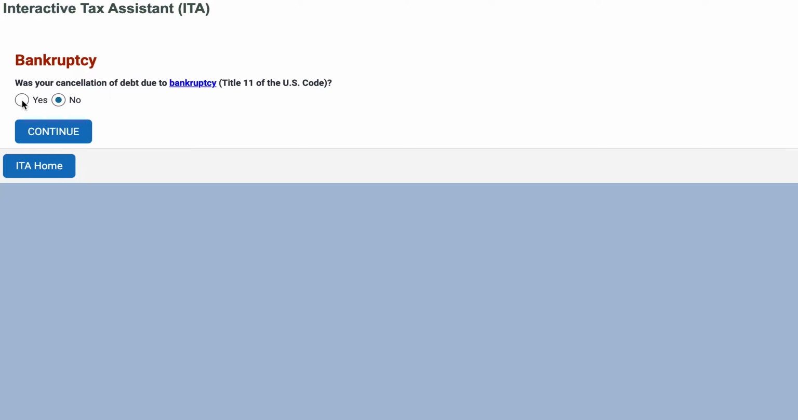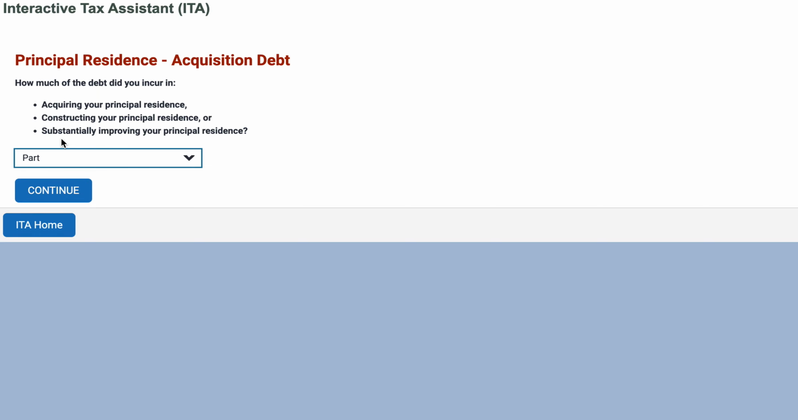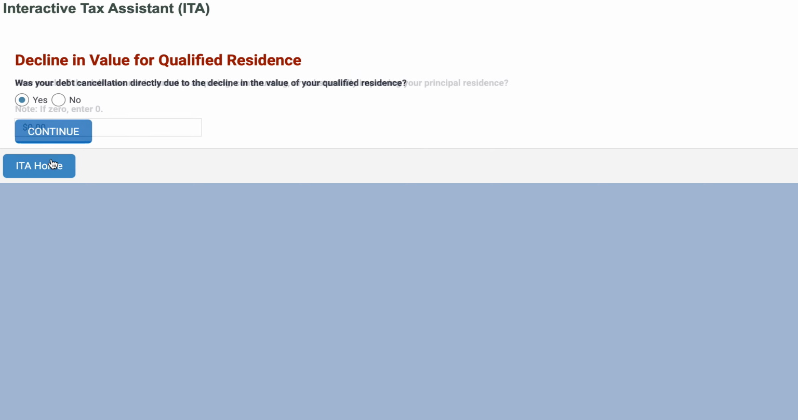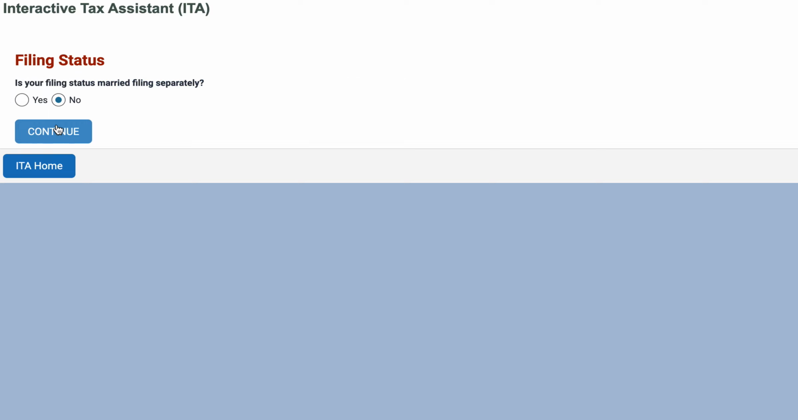Your cancellation of debt was due to bankruptcy. Let's just say that. And you were insolvent. Let's say that all of it was used in your principal residence. And your debt cancellation was directly due to the decline in value. Let's say that was not the case. You did receive an IRS Form 1099-C. You're not married, filing separately. The interest on the debt was forgiven, and it would have been deductible if you had paid it.